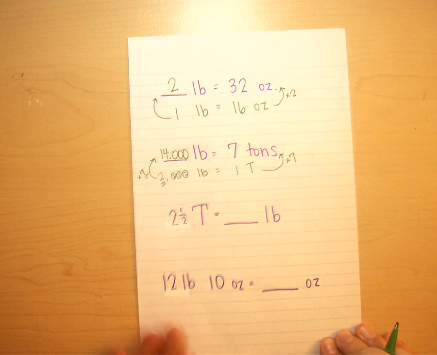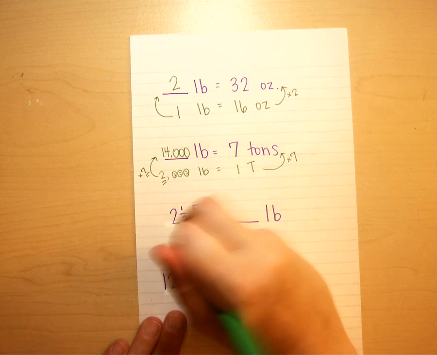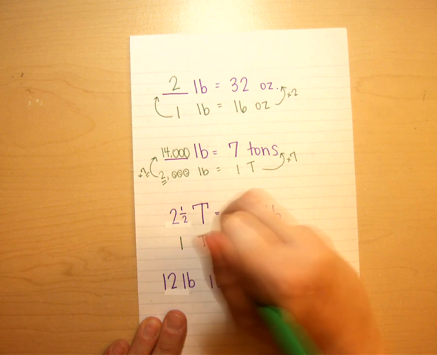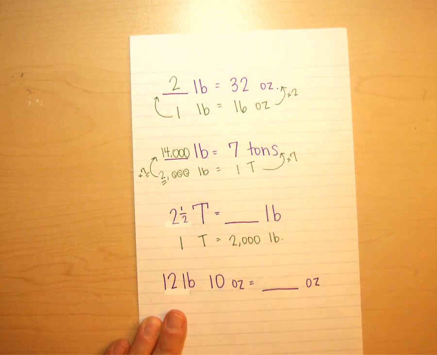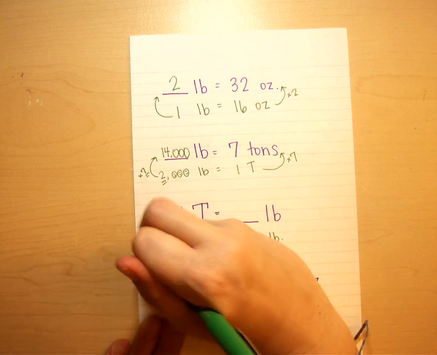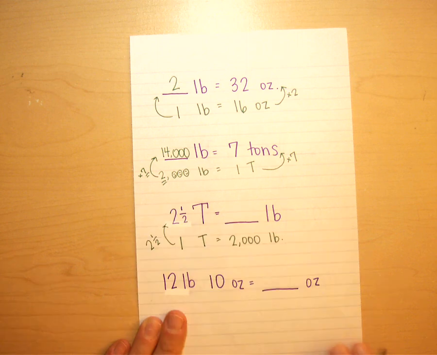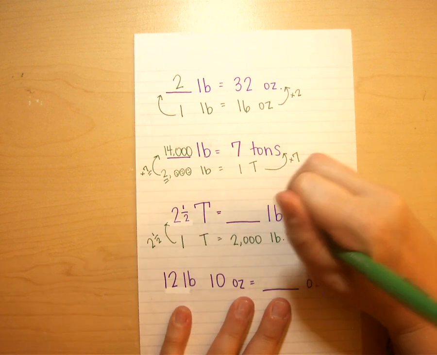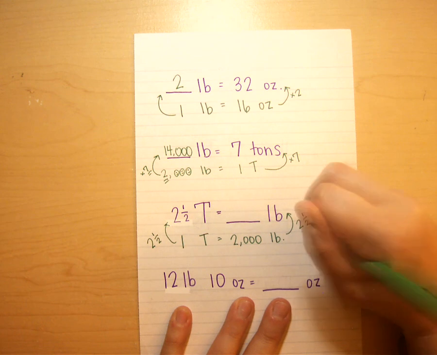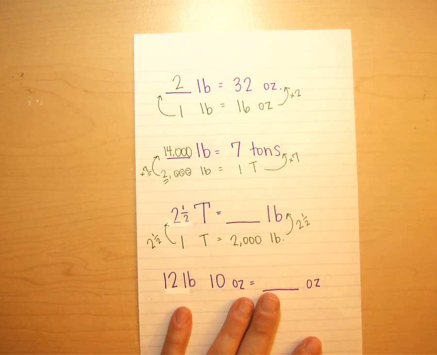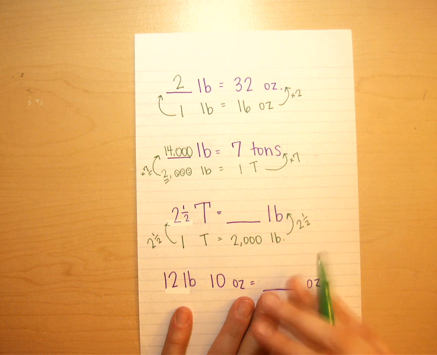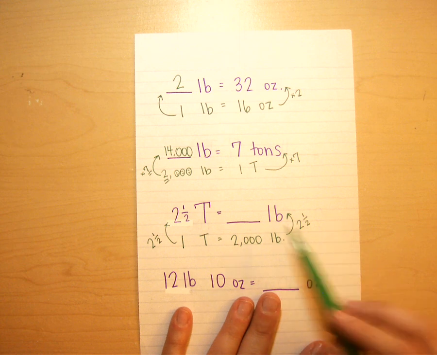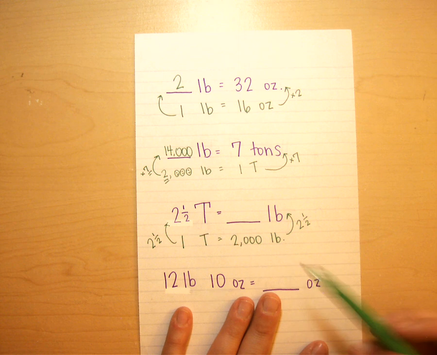Same conversion here, but remember we've got that 2.5. So I've got 1 ton equals 2,000 pounds. So I would have to times this by 2.5. So then over here, I would have to times that by 2.5. There's a couple different ways you could do this. I know that 2 times 2 is 4, and then make that 1,000 times bigger would be 4,000. And then half of 2,000 would be 1,000.